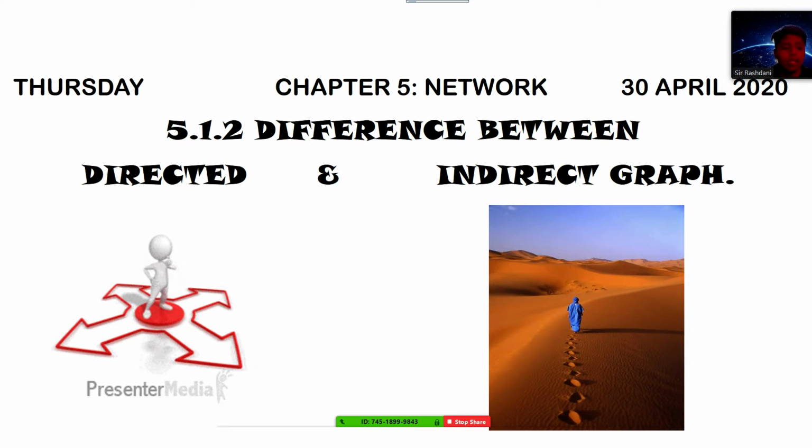the easiest way to distinguish between these two graphs is that a directed graph has directions. Usually a directed graph has directions, meanwhile an undirected graph has no directions. For example, in this picture we can see that there are no directions. But in here, in the directed graph, we have directions. Okay, proceed.